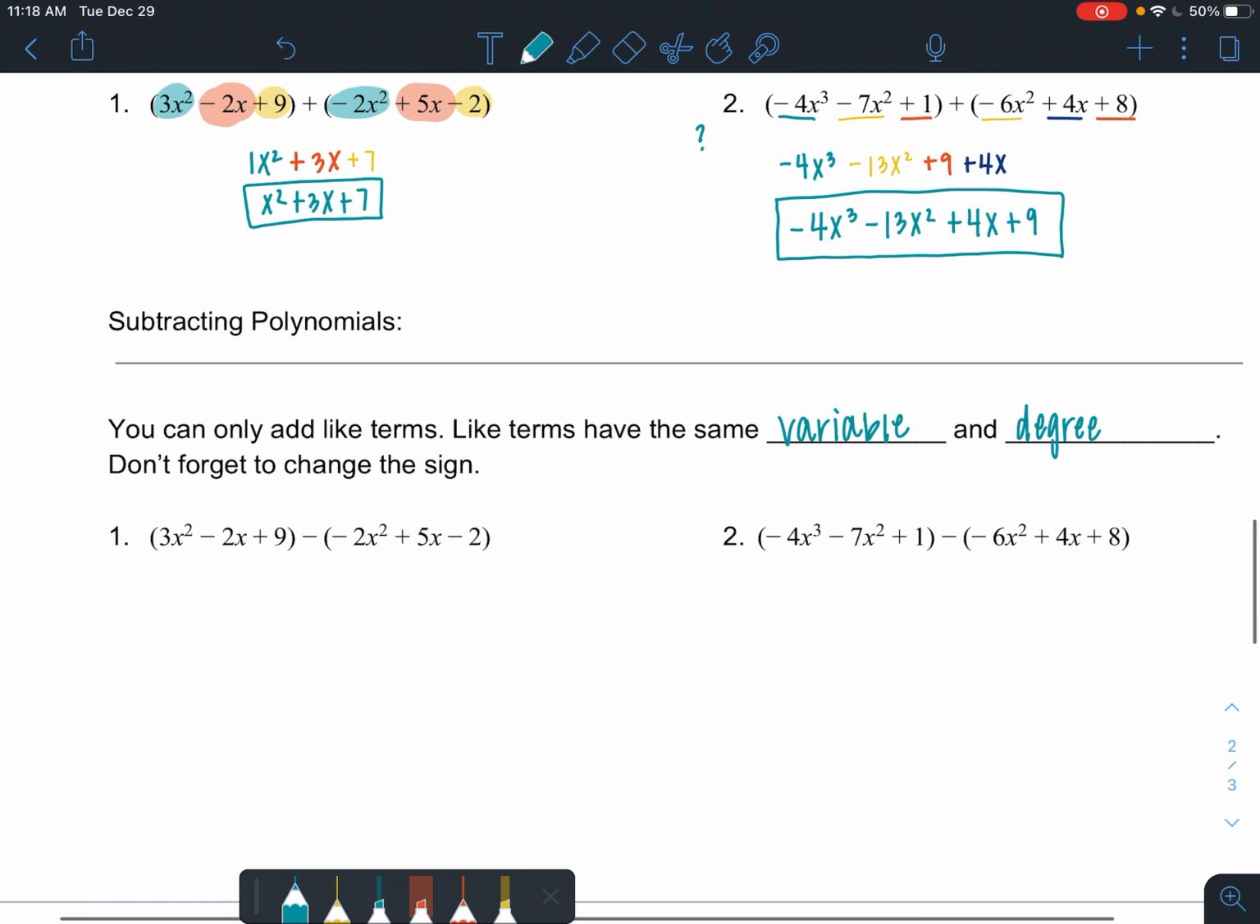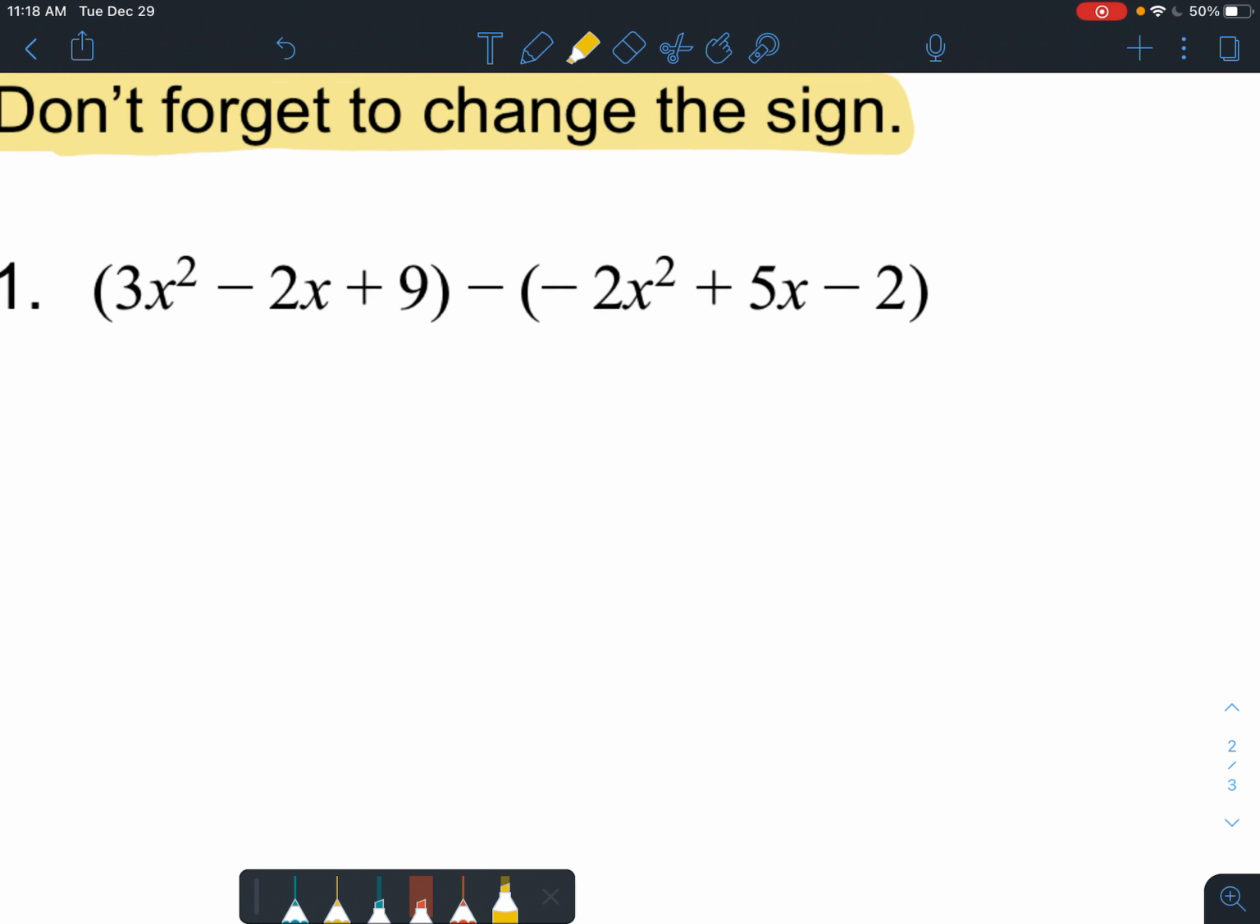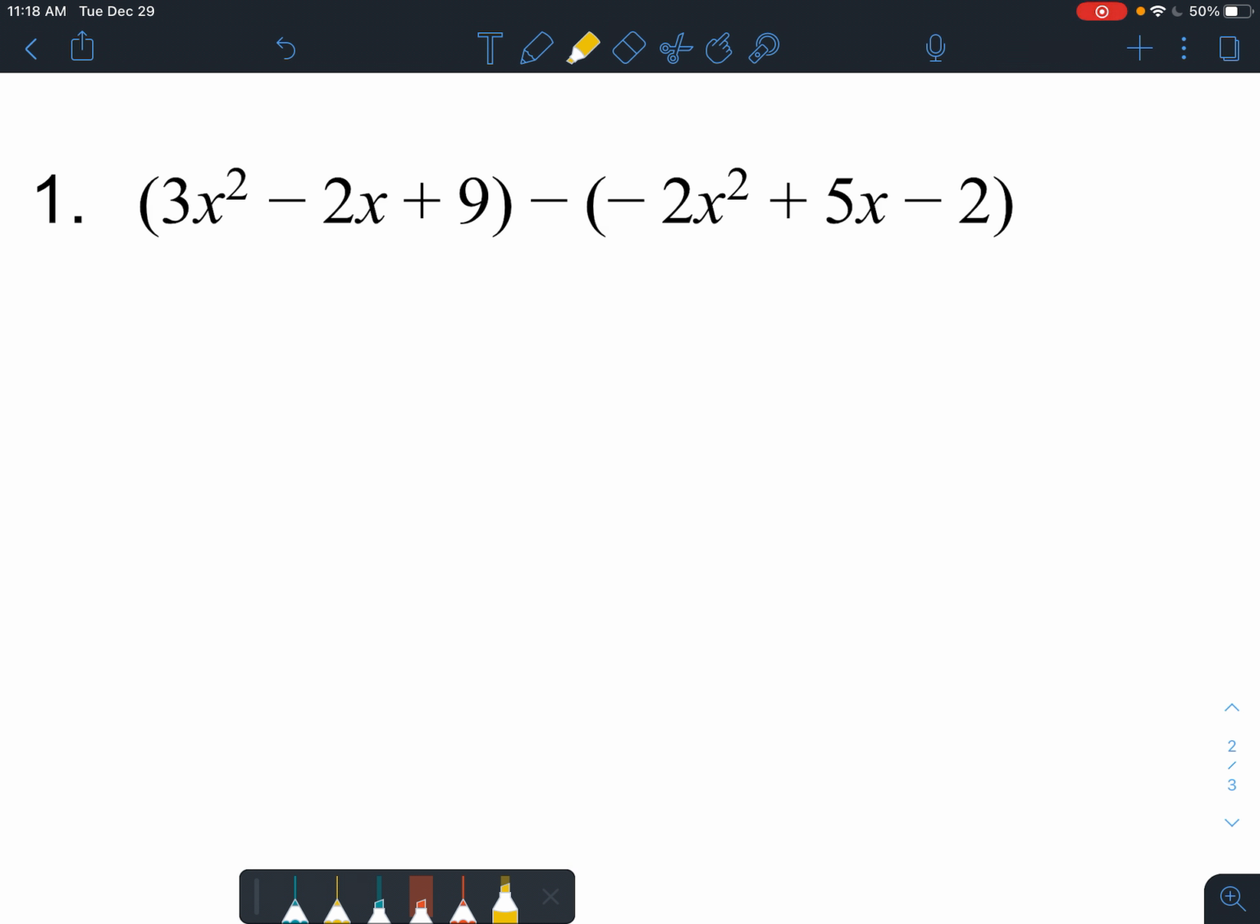Okay, subtracting polynomials, same thing. We can only add things with the same variable and degree, but we have to remember to not change our sign when we do it. So what I like to do is I like to carry that negative through. I'll show you what I mean. So here I have minus. So what this means, I'm going to distribute that negative all the way through, like it's a negative 1.